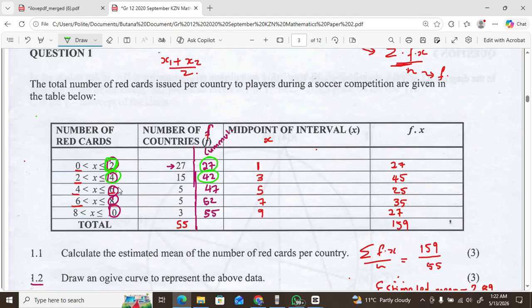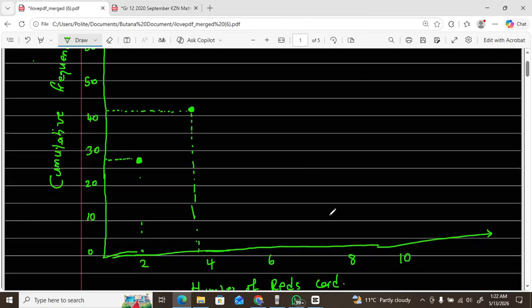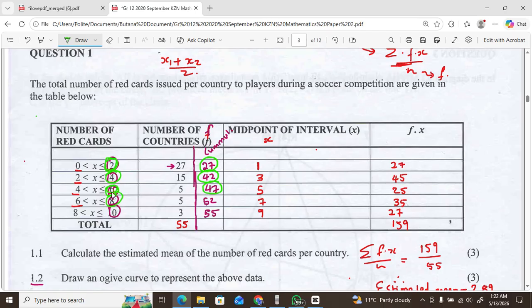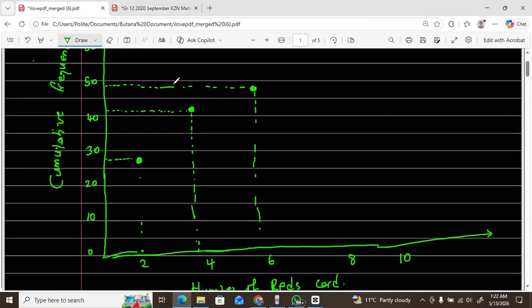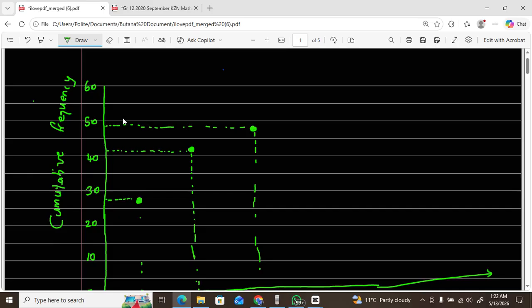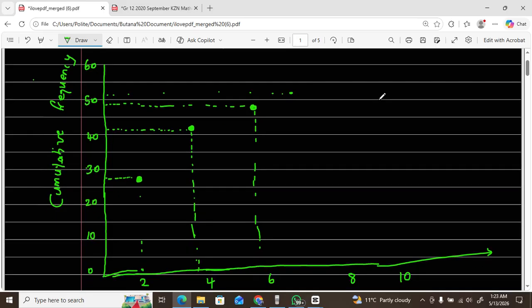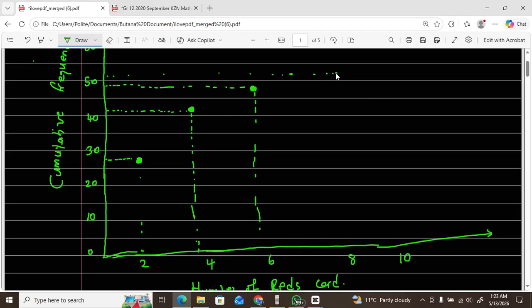The next point is 6 and 47. 6 and 47 is somewhere there before 50. So it should be somewhere at this point. Right, let's go and determine the next one, 8 and 52. Okay, so 8 and 52, 52 is somewhere there. So this will be the point there.